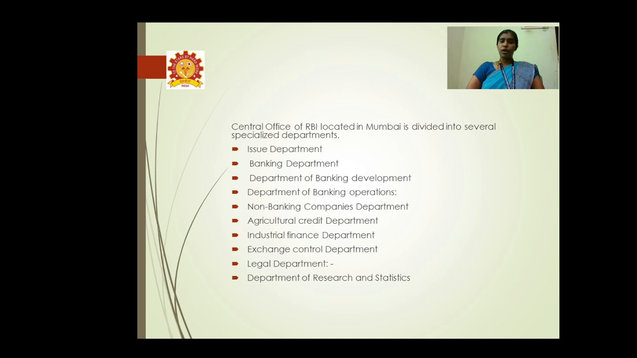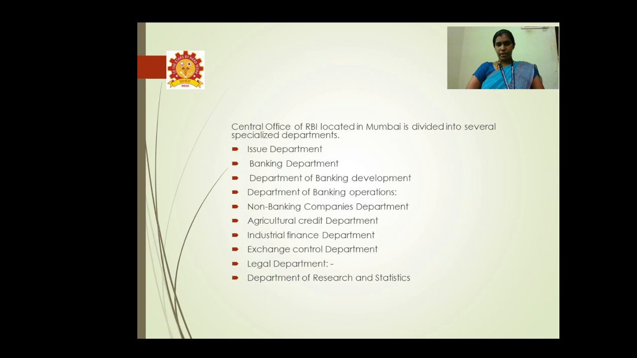Operations, the fifth one is the Non-Banking Companies Department, the sixth one is the Agricultural Credit Department, the seventh one is the Industrial Finance Department, the eighth one is the Exchange Control Department, the ninth one is the Legal Department, and the tenth one is the Department of Research and Statistics. So these are the 10 basic important departments controlled by RBI. RBI definitely has a central office in Mumbai, but it is divided into different specialized departments.